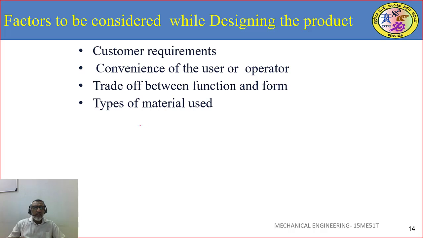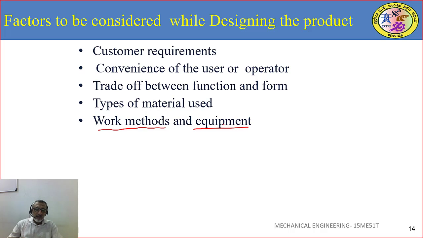And then the types of materials used in the product, that has a direct bearing on the cost of the product. Then the different work methods for manufacturing the product and the equipment which is needed for manufacturing the product. Then the cost price ratio. So what is the manufacturing cost and at what cost it can be sold in the market, that is to be analyzed.